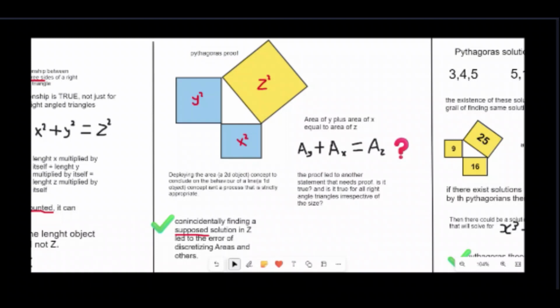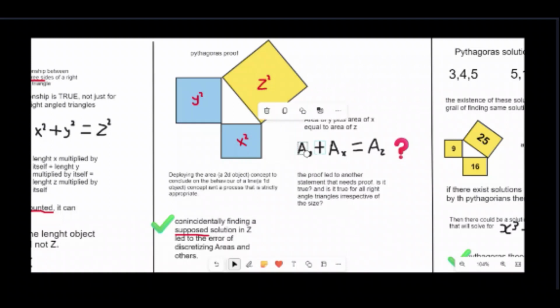Now Pythagoreans tried to prove the theorem. This is the method. He built three squares around the right angle triangle we are talking about, and then went on to prove that the area of y and the area of x, if you add them together, should give you the area generated by the length of the hypotenuse. If you add the area of this square to the area of this square, it should give you the area of this entire square.